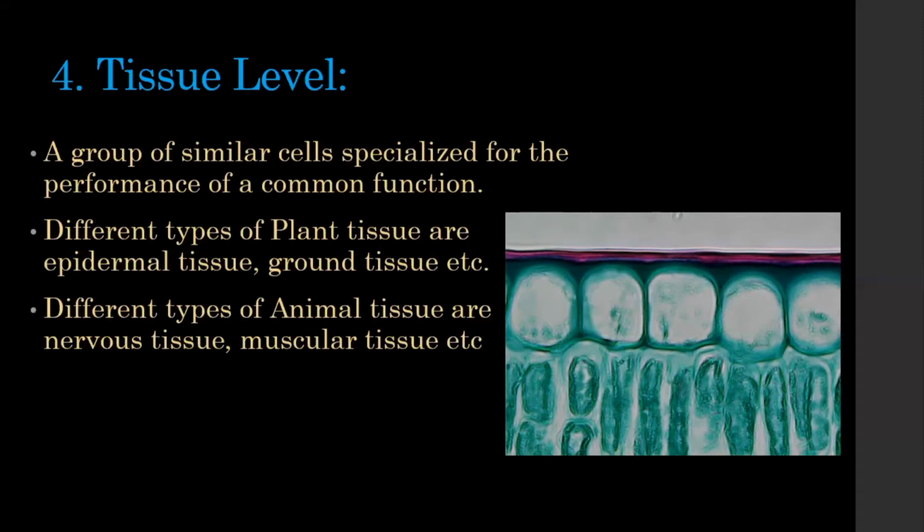There are different types of plant tissue, for example, epidermal tissue, ground tissue, etc. Animal tissues are also of different types, for example, nervous tissue, muscular tissue, etc.